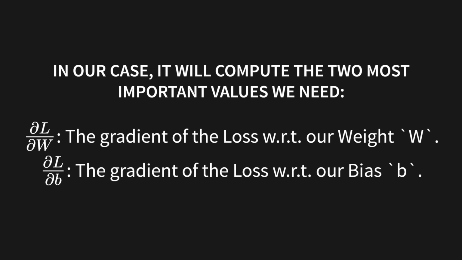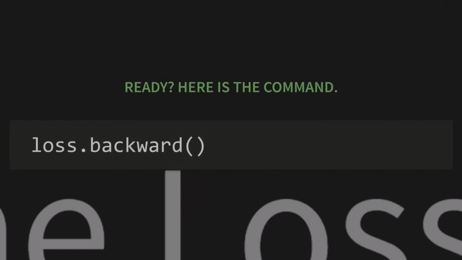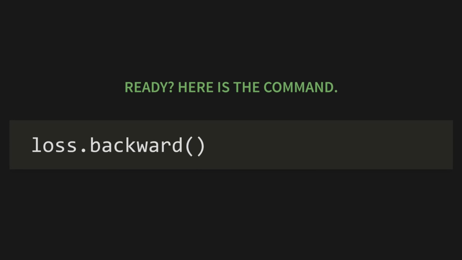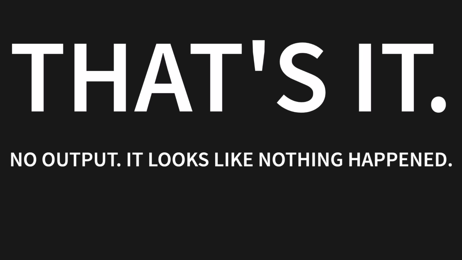First, the partial derivative of L with respect to W. In other words, the gradient of the loss with respect to our weight W. And second, the partial derivative of L with respect to B, the gradient of the loss with respect to our bias B. Ready? Here is the command. loss.backward(). That's it. No output. It looks like nothing happened.